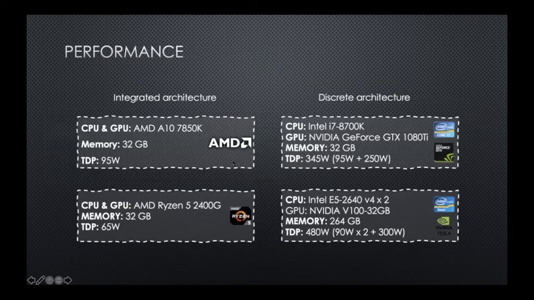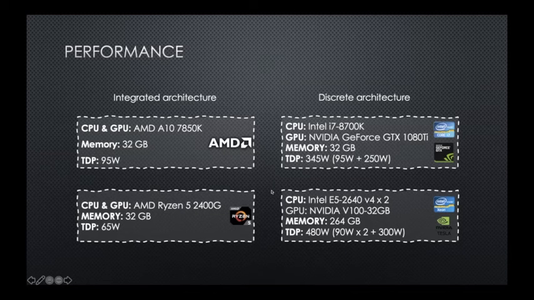Now let's look at the performance. In this paper, the authors used 4 computers. 2 have an integrated architecture and the other 2 a discrete architecture. There are the AMD A10 and AMD Ryzen platforms in the integrated architecture. In the discrete architecture, there are Intel i7 plus GTX 1080 Ti and Intel E5 plus V100.